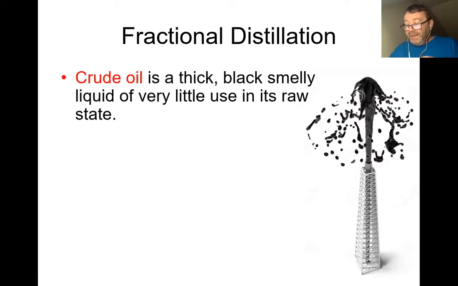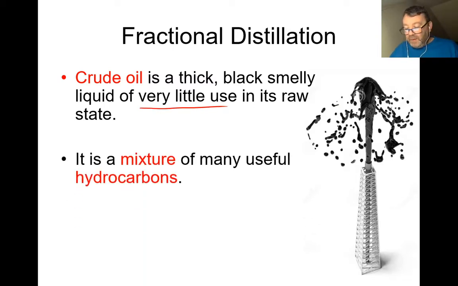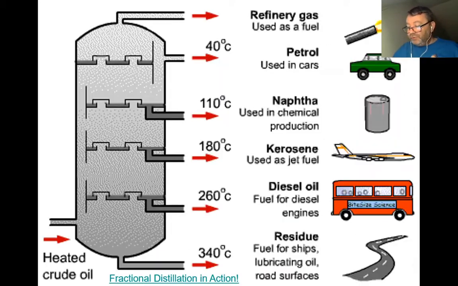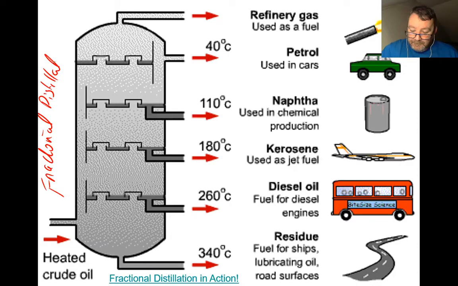Crude oil, as we said, in its raw state is of very little use. It is a mixture of many useful hydrocarbons. The useful compounds are separated in fractional distillation. Now keep that in mind. What's distillation? It's bringing something that is a mixture up to the gaseous state where it can be taken away and condensed. And the reason why it's separated is because the substances that we're heating all have different boiling points. Okay, and just to show you what that looks like, this is what we call the fractional distillation column.